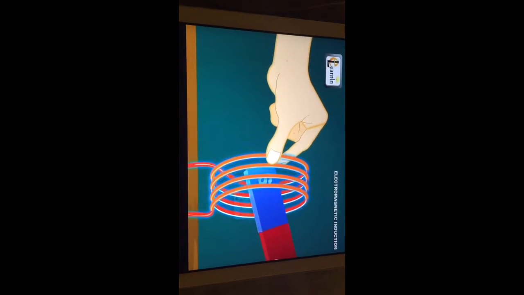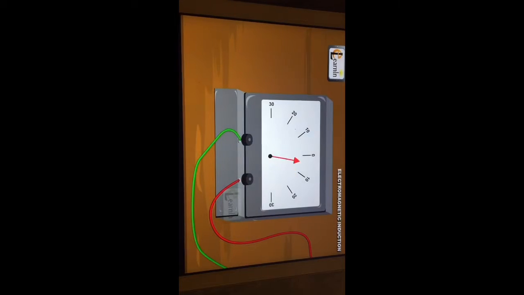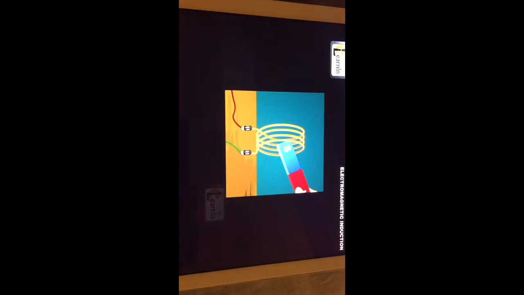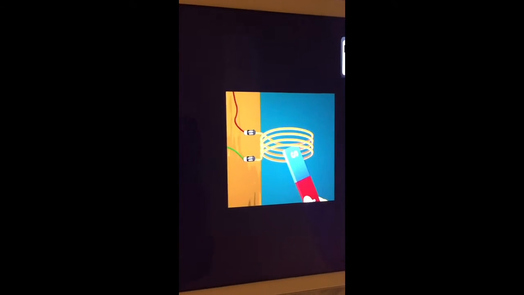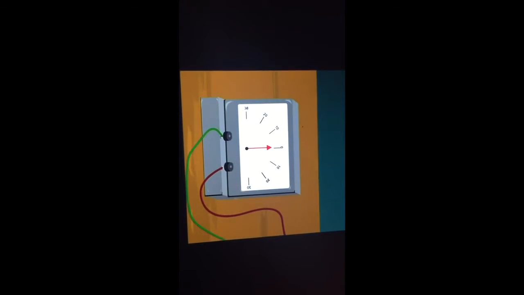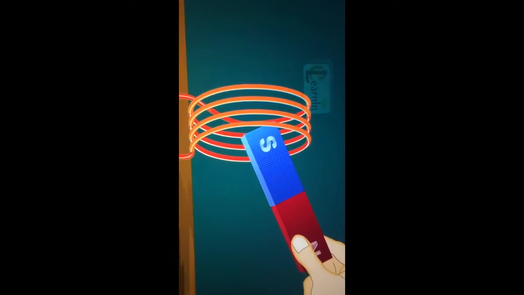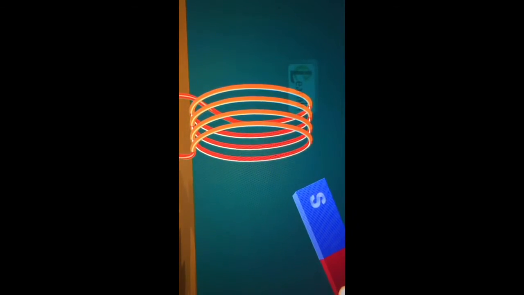Similarly, motion of the coil itself also produces deflections in the galvanometer when the magnet is kept stationary. Do you observe any deflection when you just hold the magnet stationary near the coil at rest? No. A relative motion of a magnet and a coil induces the current in the coil.